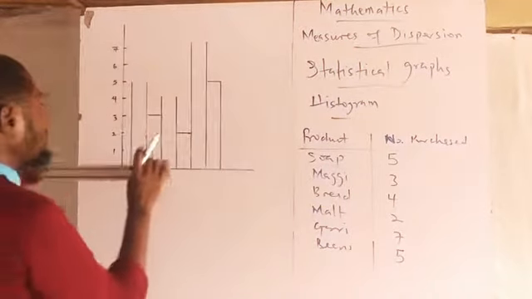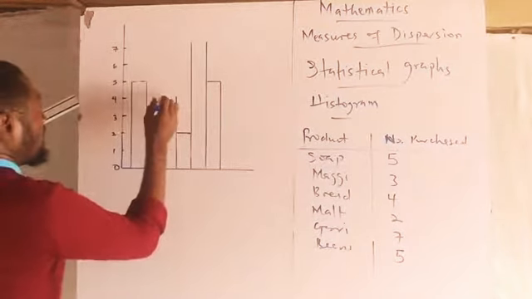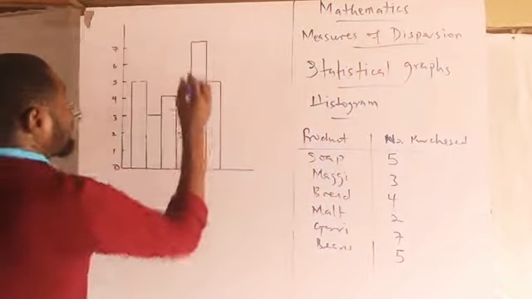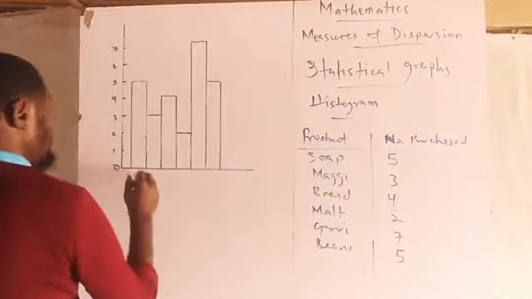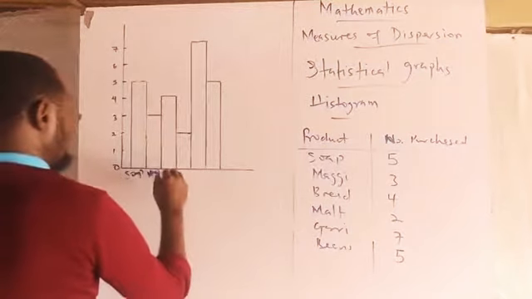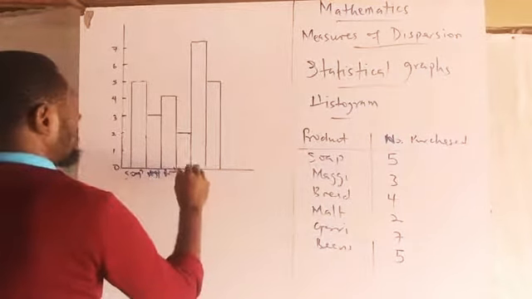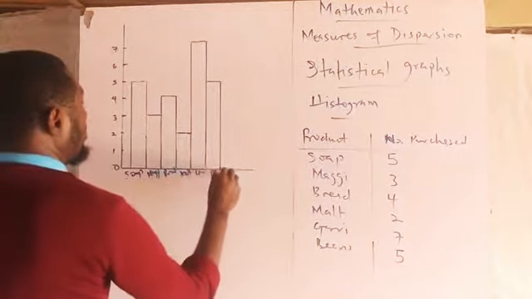Fill up your gaps that you've not closed yet. Close this. Close this 4. Close the 7. So that is our histogram. This is for soap, Maggi. Here is bread. Here is malt. Here is garri. And here is beans. In that manner.